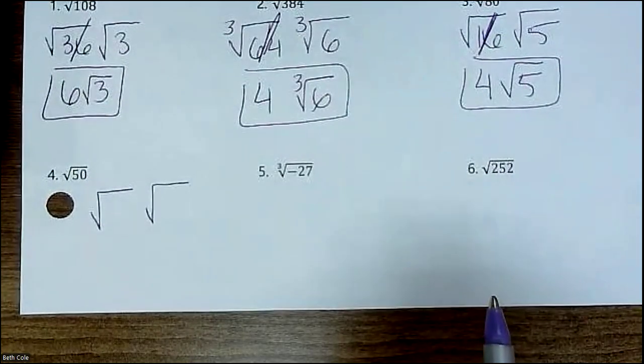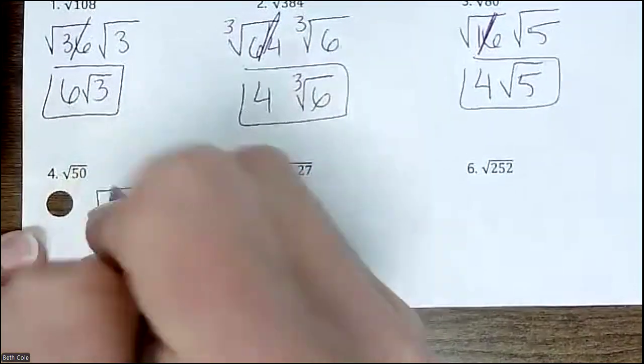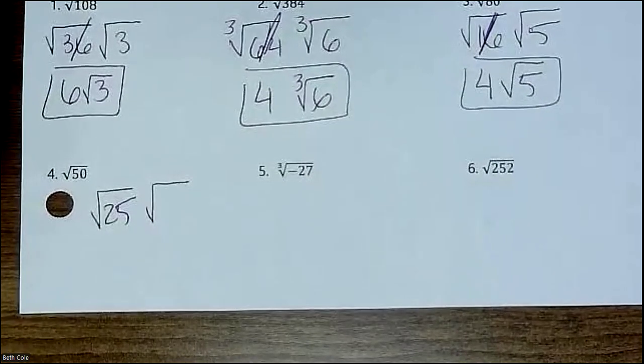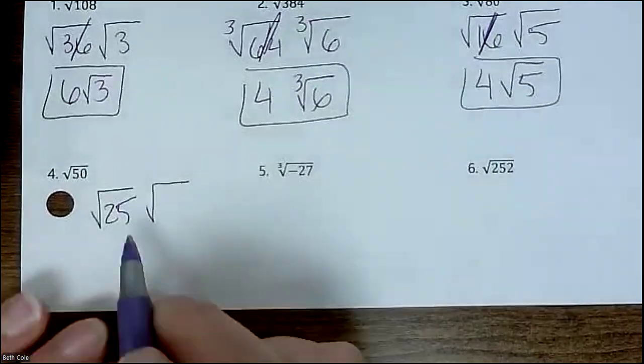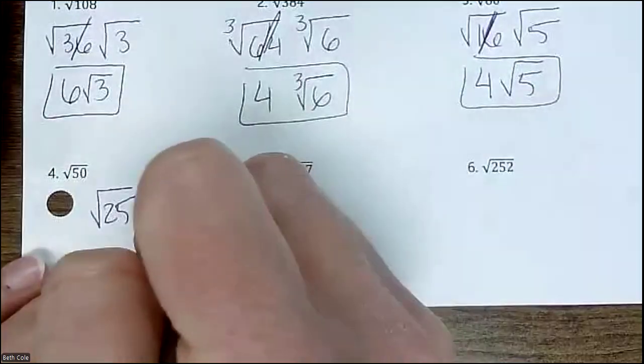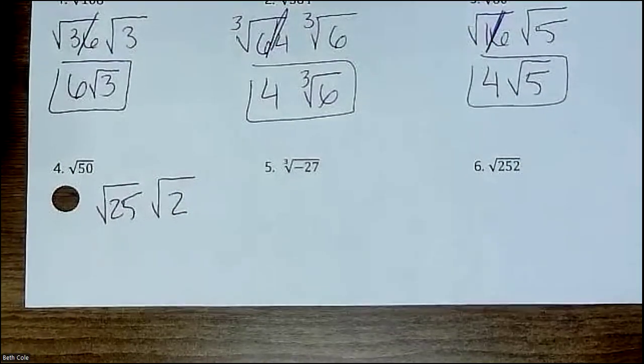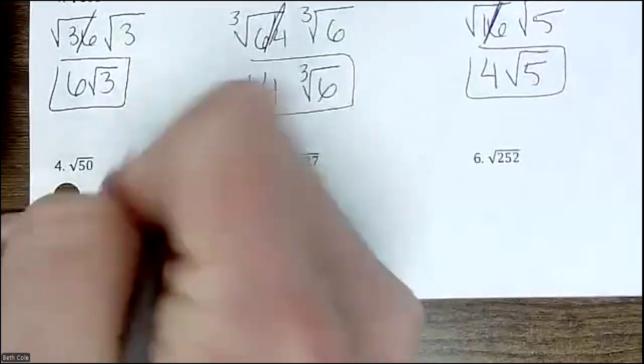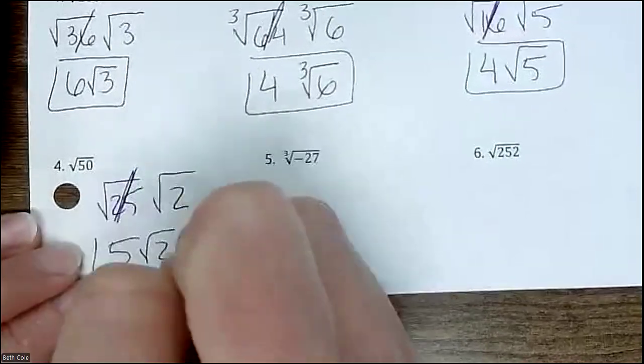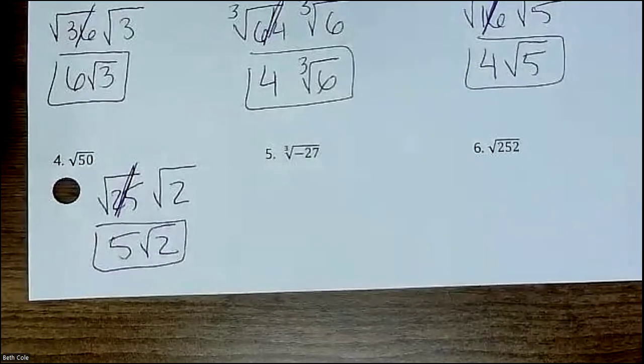So I know what your brain is doing, but it's not 5. It's actually 25. Your brain did it already is what happened there. 25 times what gives you 50? 2. Good. So smart. Your brain just did it ahead of you. And then your square root of 25 is 5. So 5 square root of 2.